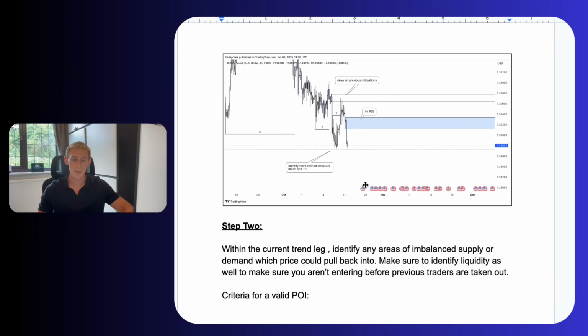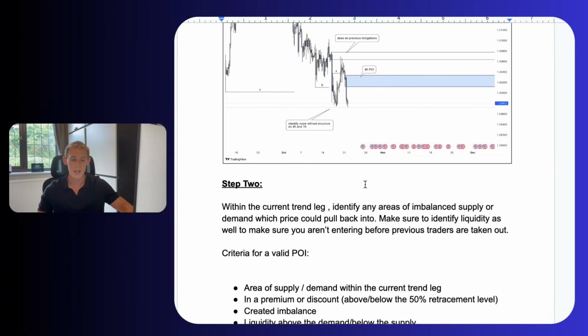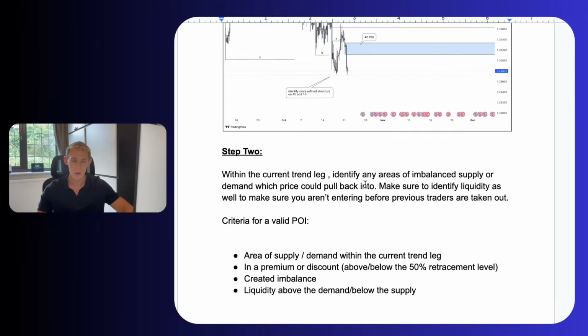So just a quick summary, for point of interest, we need to see an area of supply or demand aligning ourselves with the trend. So sells in a bearish market, buys in a bullish market. We need to see it create some imbalance, and we also need to see some liquidity being taken out into it. And that's all we're doing in step 2, right?